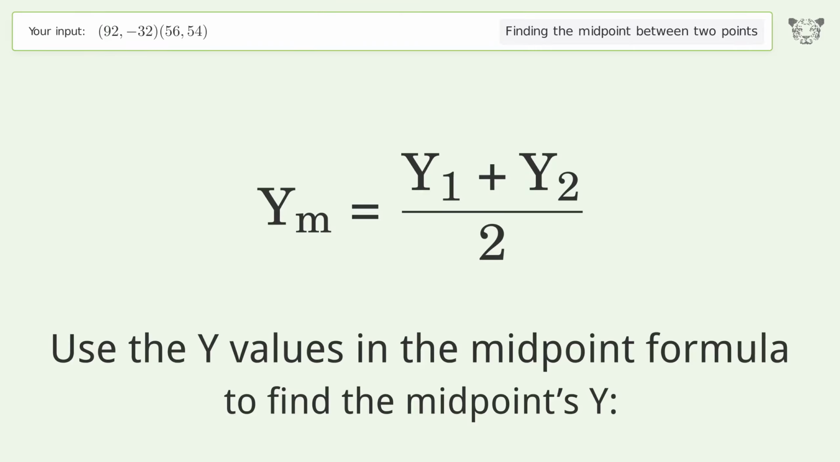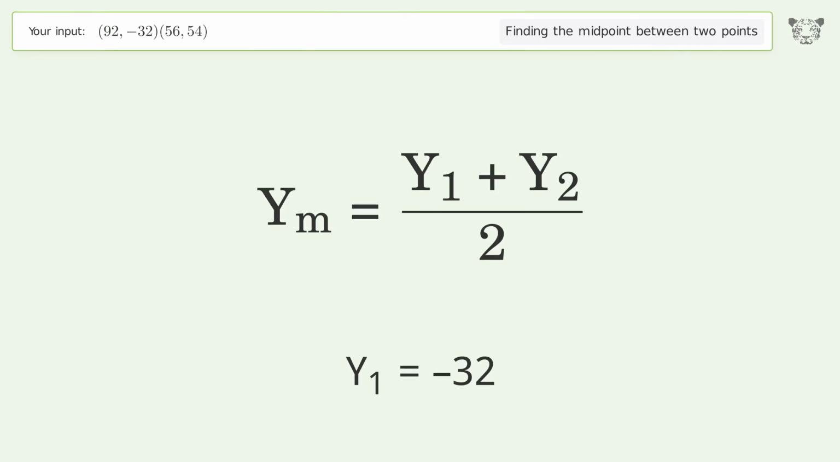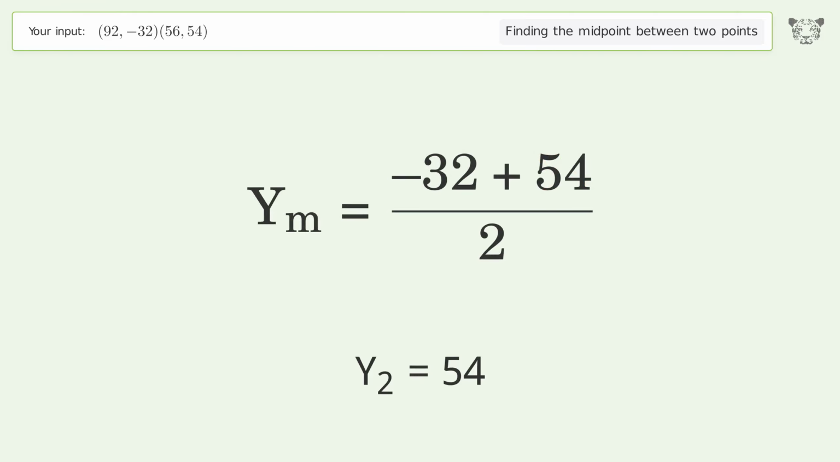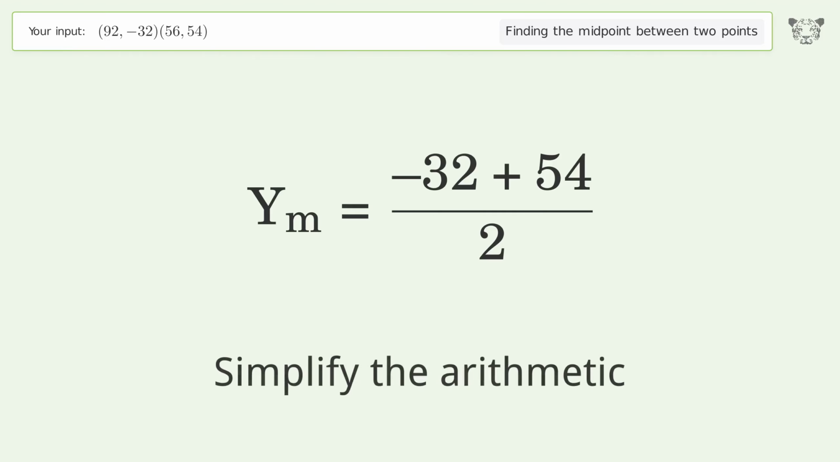Use the y values in the midpoint formula to find the midpoint's y. y1 equals negative 32. y2 equals 54. Simplify the arithmetic.